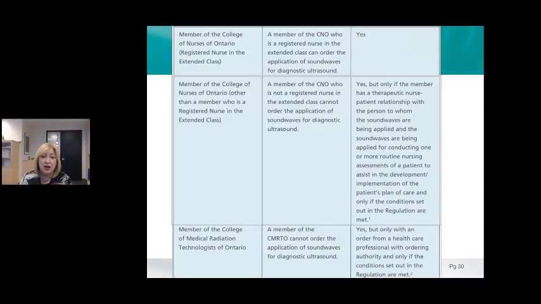And members of the College of Nurses in the extended class, so the nurse practitioners, can order the application of sound waves, and similarly, they have the authority to apply. A member of the College of Nurses other than a nurse practitioner is not able to order, but they can apply if there is a therapeutic nurse-patient relationship. And also, the application is being done for conducting one or more routine nursing assessments. So they can use sonography to supplement or help them in their nursing assessments.